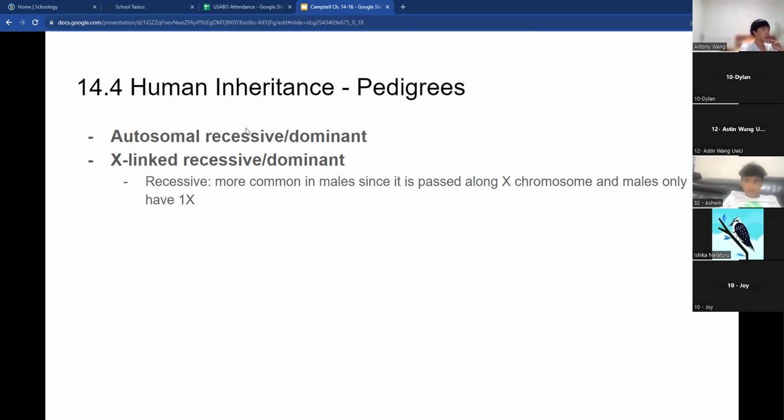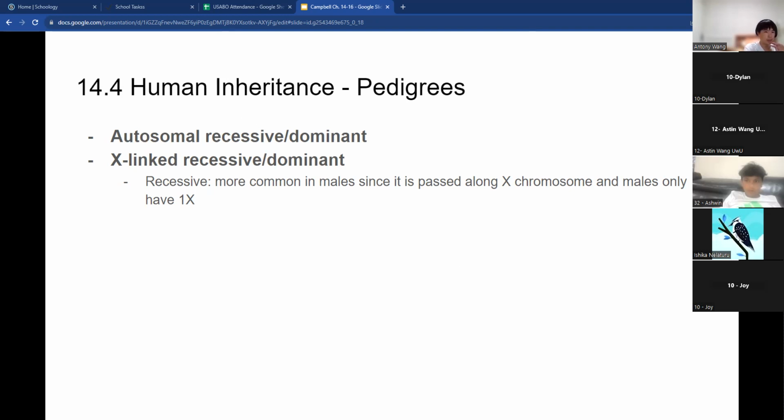And when we talk about inheritance, we generally think of recessive and dominant alleles. A gene can either be autosomal recessive, autosomal dominant, X-linked recessive, or X-linked dominant. The first part tells you where the gene is. If it says autosomal, it means the gene is on an autosome. Same for X-linked. And then dominant versus recessive tells you the type of gene.